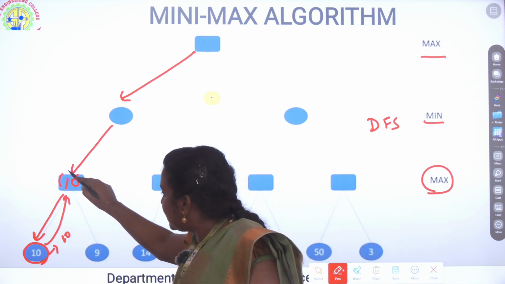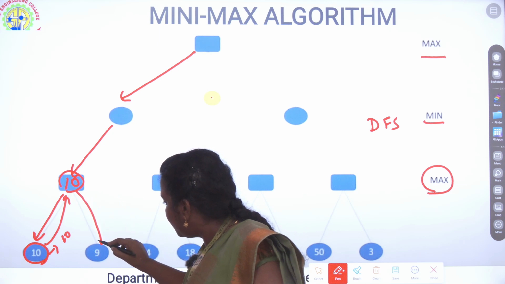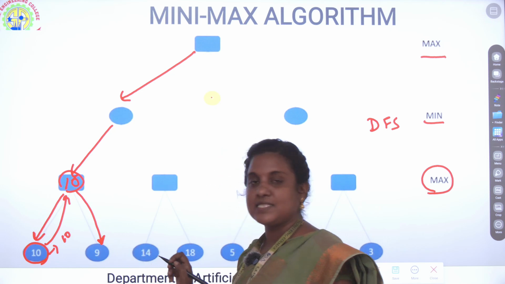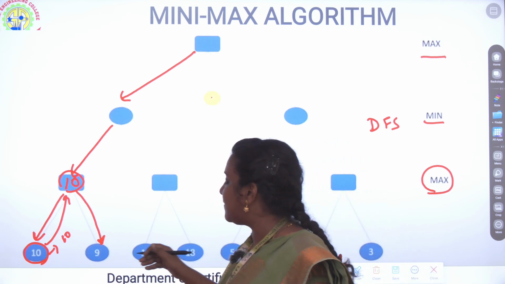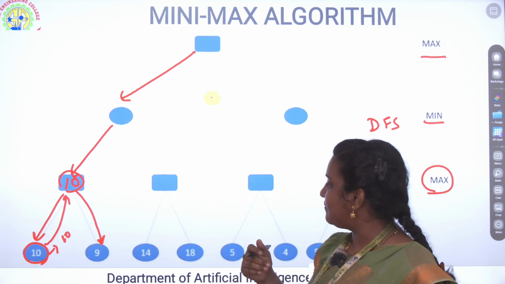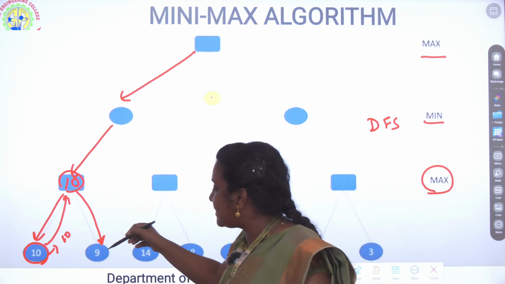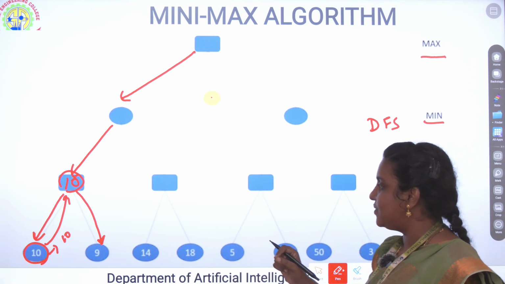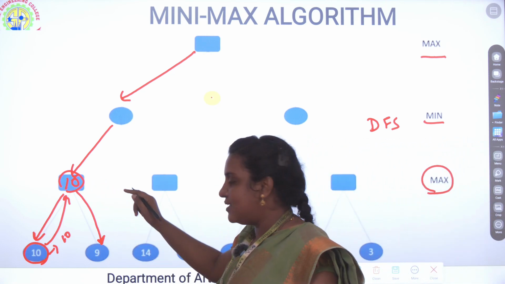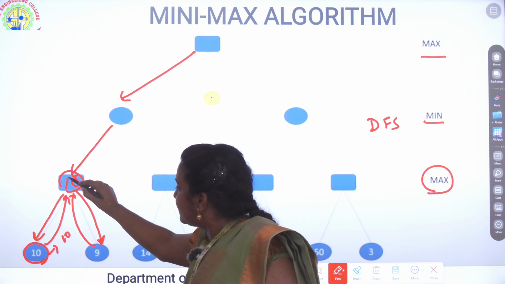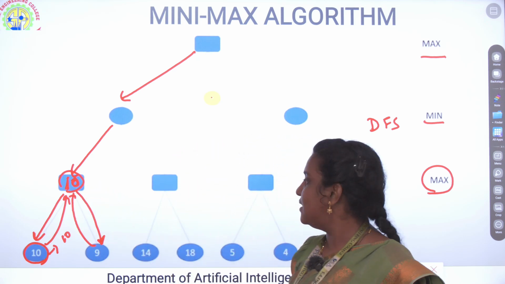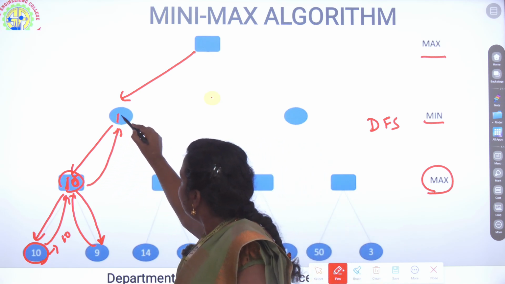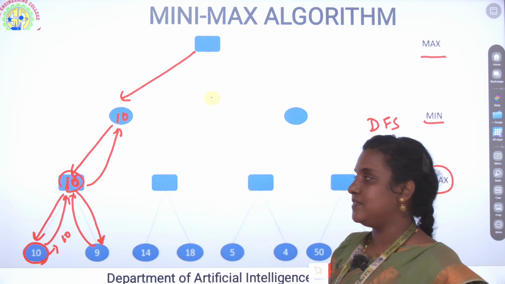Then after reaching the parent node, it will traverse through the right subtree till it reaches the leaf node. Now it is 9. It will compare with the parent value. Here 10 is greater than 9, which means max always chooses the maximum value. So 10 is greater than 9, so it will keep this value as it is. Now it will back up this value to its parent node and update the value 10.